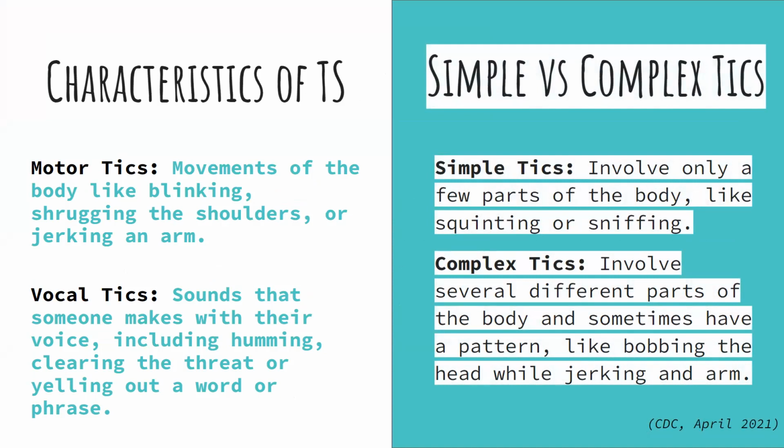Additionally, there are two subsets of these tics, simple and complex. Simple tics involve only a few parts of the body, like squinting or sniffing, while complex tics involve multiple different parts of the body and sometimes have a pattern, like bobbing your head while jerking your arm.